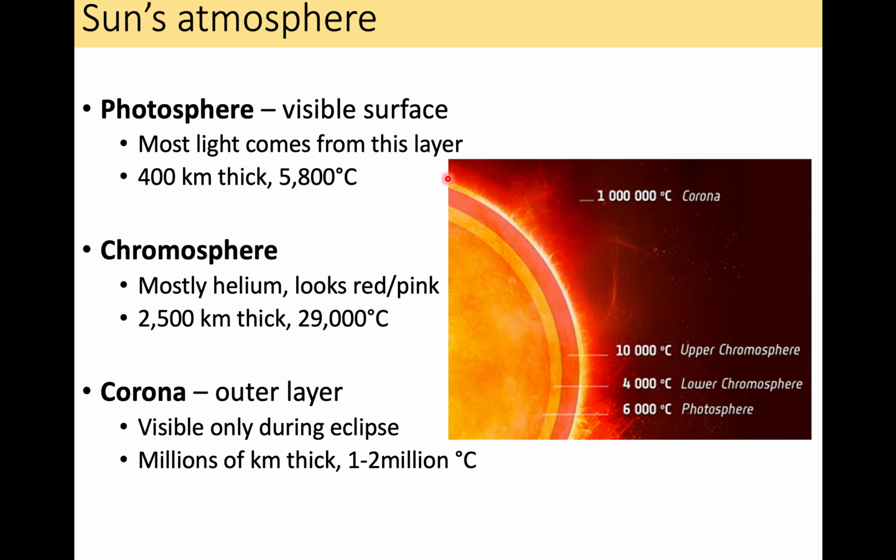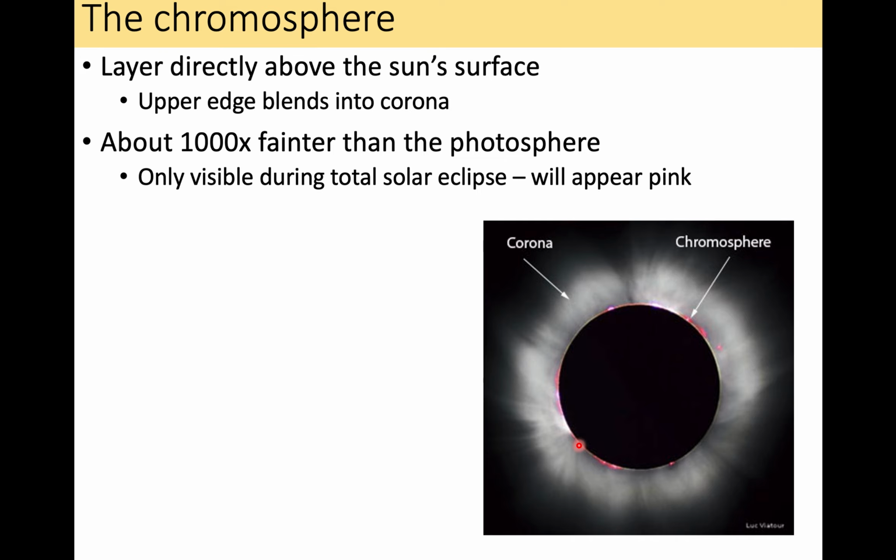So above the photosphere, we have the chromosphere. So this is the pink layer. Very, very hot, about 30,000 degrees. It can be up to 30,000 degrees, and it's much thicker than the photosphere. So it's the layer of the atmosphere directly above the surface, and if you look at this picture of the solar eclipse, where you see that pink light, that is the chromosphere. Then we have the corona further outwards. And there isn't a very clear defining line between the chromosphere and the corona. The chromosphere just sort of slowly blends into the corona.